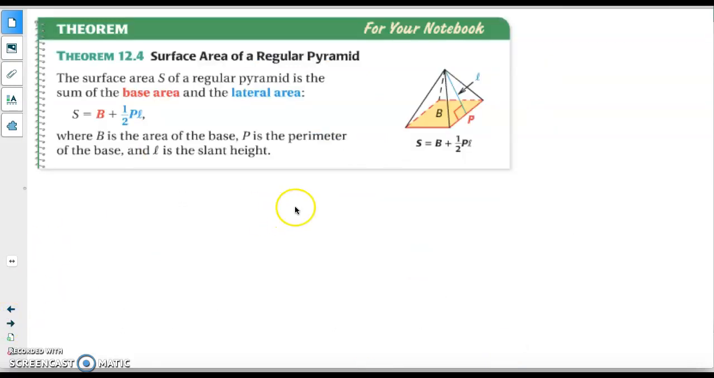And so here's the theorem that goes along with that. I think sometimes these theorems can make the formula seem more complicated than they really are. If you think about finding the area of the base, a square or a rectangle or a triangle, and then think about finding the areas of those triangular lateral faces and just adding them all up, that can be helpful. Or if you like having a formula like this, then you can use this too. But it's basically the same thing.